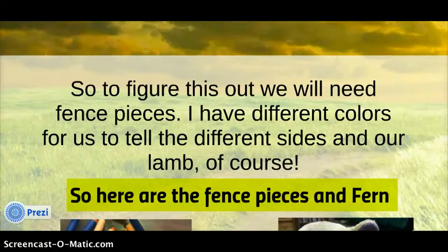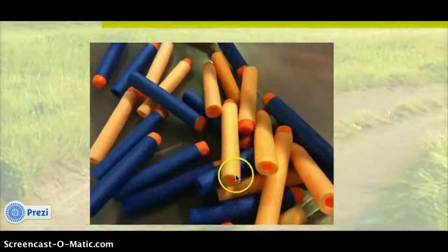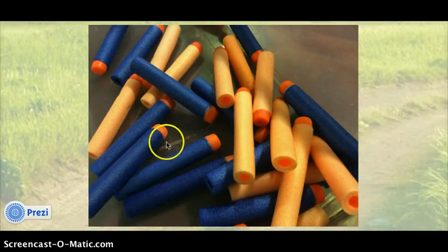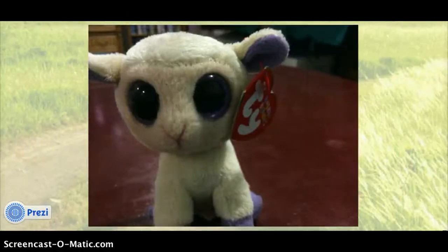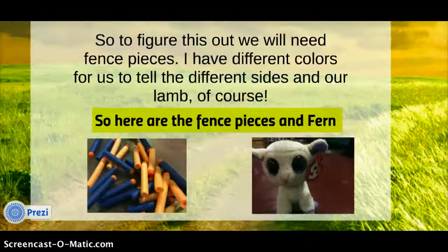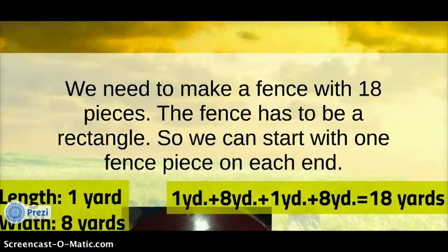So to figure this out, we're going to need the fence pieces, and I have different colors so that we can tell the sides of length versus width. And then of course our lamb. So here are the fence pieces here. The blue ones are going to be the width and the length, and the orange ones are going to be the width for us there. And our lamb, Fern.